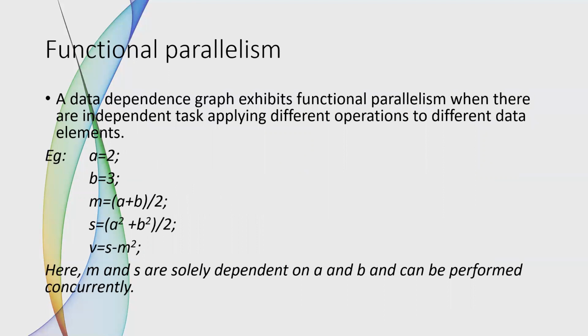Now, consider the code given here. The data is available in 4 variables A, B, M, and S. Now, the first two statements are functionally parallel. Why? Because they can be executed parallelly. Again, the third and fourth are functionally parallel because they are independent of each other. But the data is the same. Both are working with A and B, but the tasks are independent, making it functionally parallel. And I hope data parallelism and functional parallelism is clear to you.